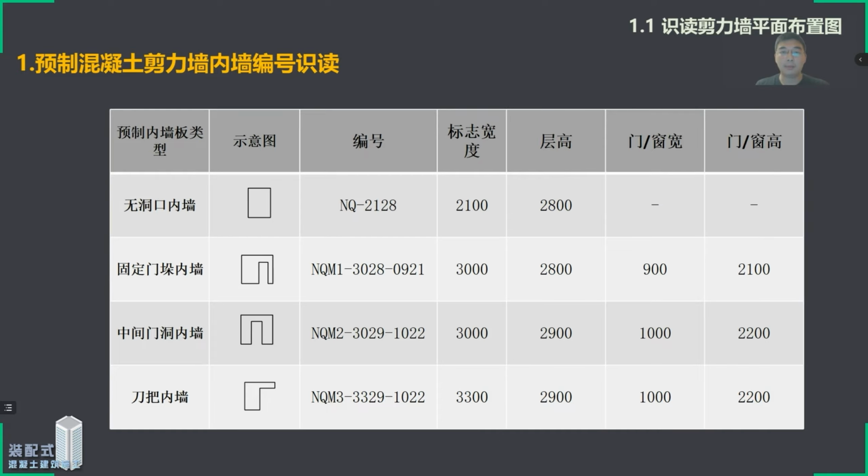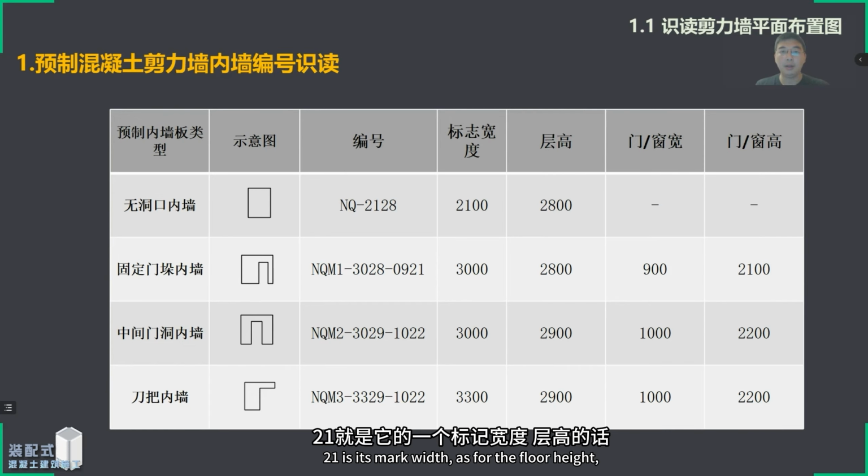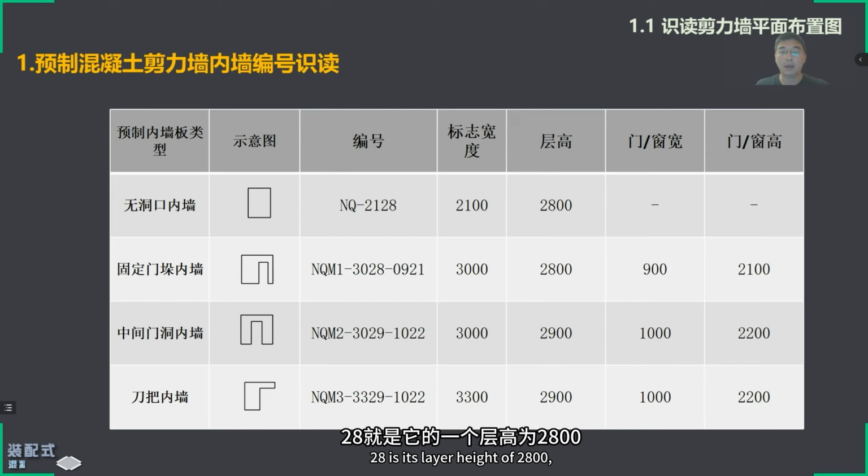NQ2128. NQ is an acronym of the inner wall. 21 is its mark width. As for the floor height, 28 is its layer height of 2,800.